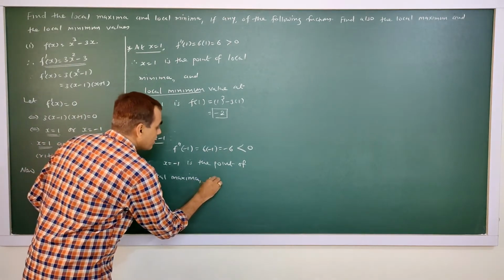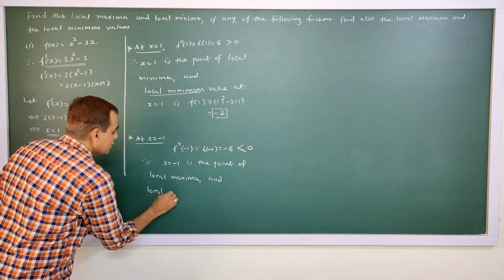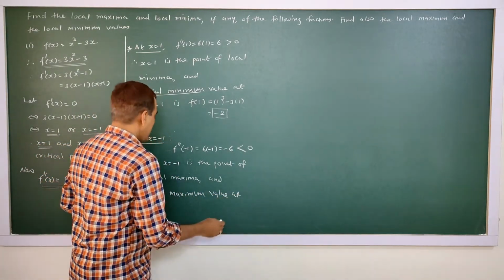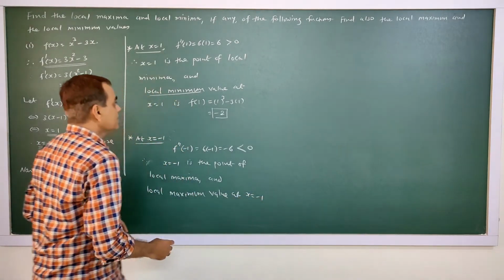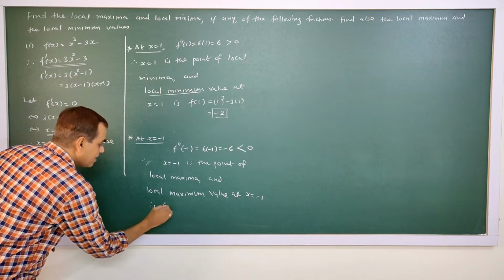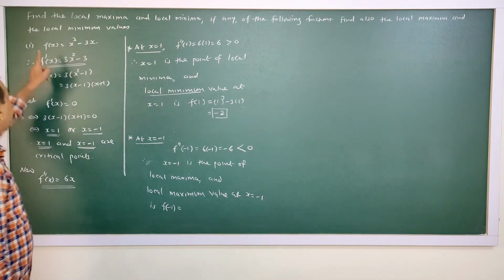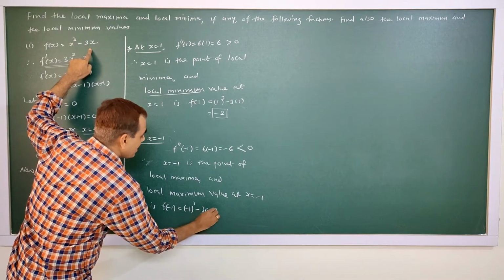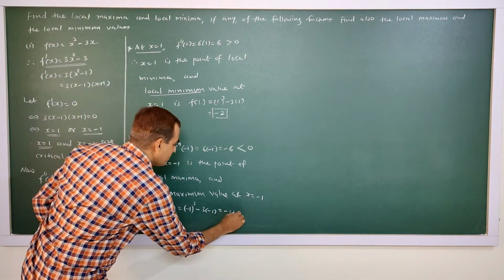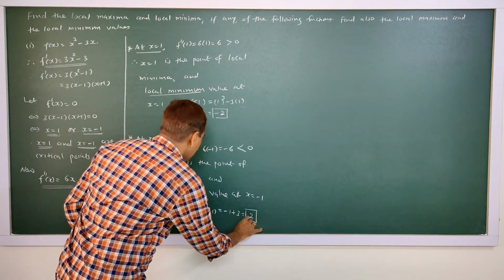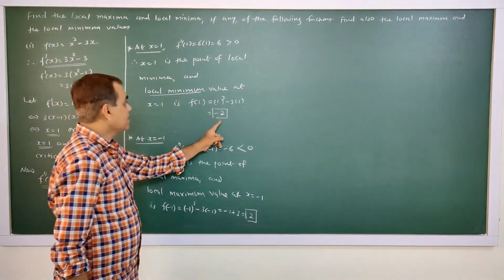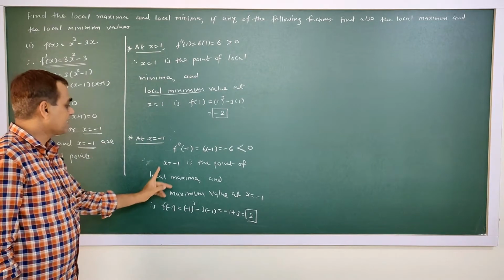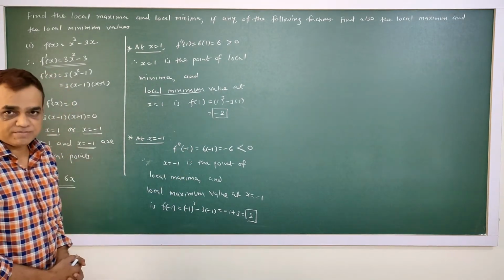And local maximum value at x equal to minus 1 is, put that number in the function. So f of minus 1 is minus 1 cube minus 3 into minus 1. That is minus 1 plus 3, that is 2. So this is the local maximum value and this is the local minimum value. This is the point of local minima and x equal to minus 1 is the point of local maximum.